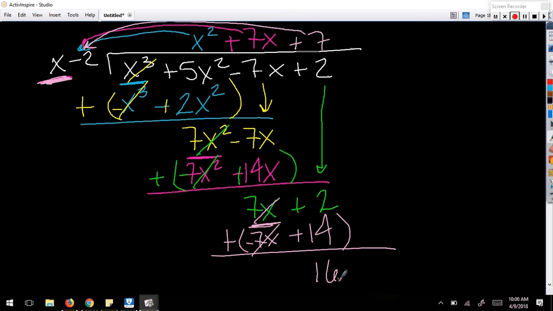Nothing to bring down, right? So 16 is my what? Remainder. So when I have a remainder, what do I do with it? Yep. Put it over what you divided by. So x squared plus 7x plus 7 plus 16 over x minus 2. Tell me what you think. Easy? There's lots of places to make mistakes. You have to be very careful.